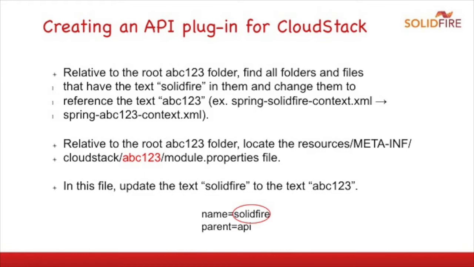Once you've done that, we're very close to getting past some of these tedious details. We can go into one of the files, module.properties. If we go into that file, we're just going to see another listing of SolidFire that needs to be changed. So name equals SolidFire, just change it to name equals ABC123. At that point, we've done all of the really tedious search and replace, and we're well on our way to getting to some of the more fun stuff.